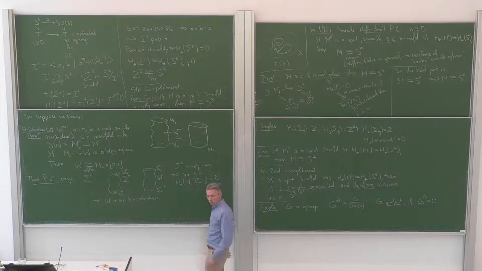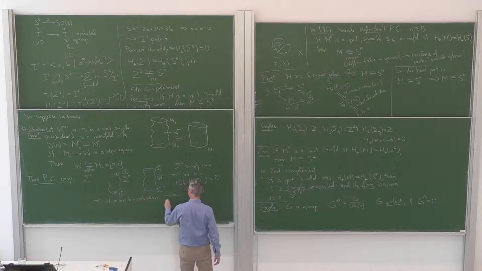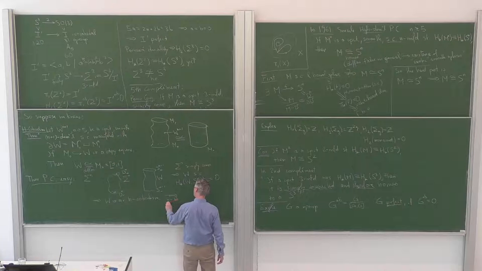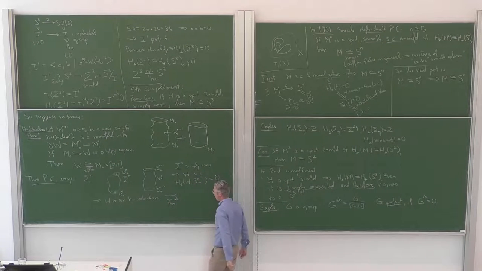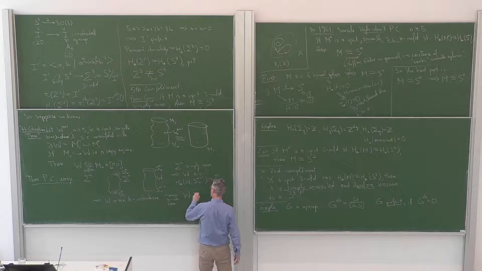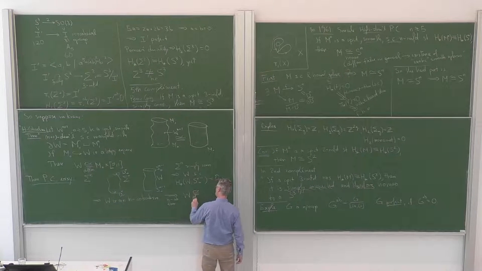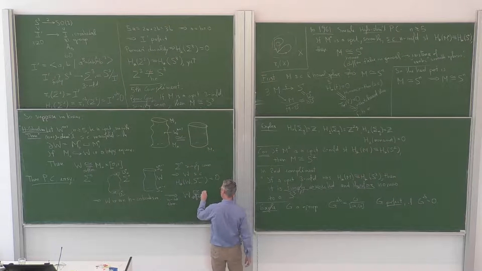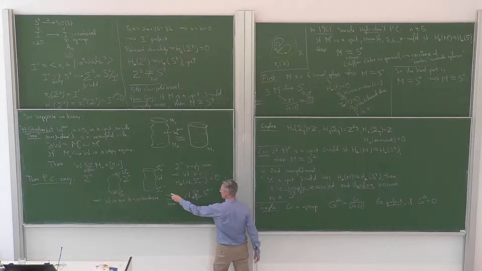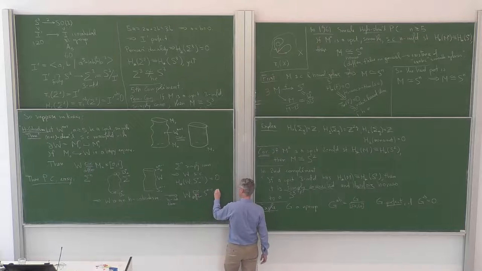And then the H cobordism theory implies that W must be a cylinder. It's in fact diffeomorphic to an n minus 1 sphere cross an interval.